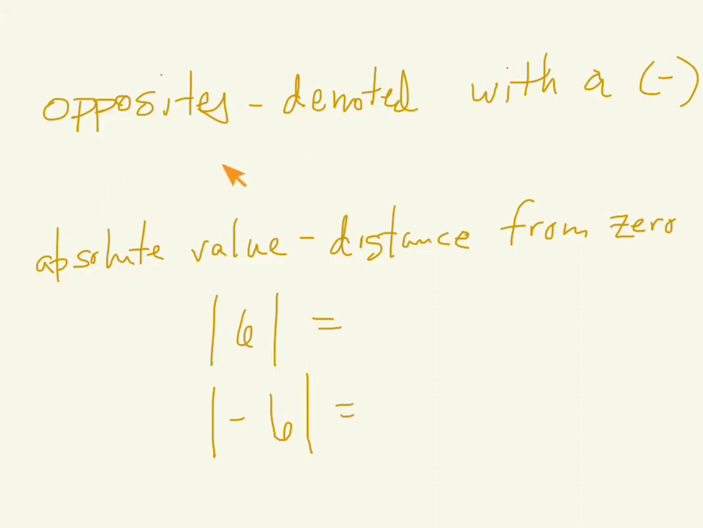So we're also going to talk about opposites. Opposites are denoted with a negative sign, like if you have something like this. What this means, and I want you to write it right here, is the opposite of -6. Write that in words. And then the equals, what does the opposite of -6 equal? Well, the opposite of -6 equals +6.